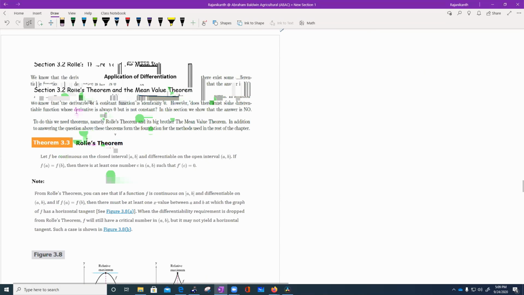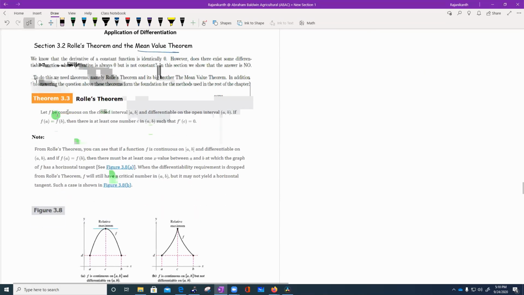So the Rolle's theorem. What is Rolle's theorem about? Let f be a continuous function on the closed interval AB, and the function should be differentiable in the open interval AB. If the function values at the endpoints A and B are the same, if function is continuous and differentiable, then definitely there's a point inside the interval such that the slope is 0. That makes sense, right?